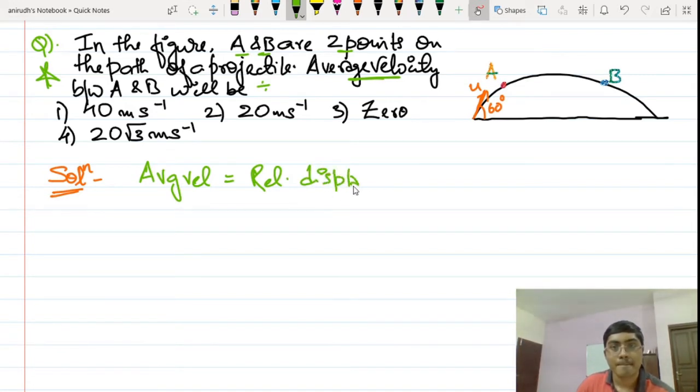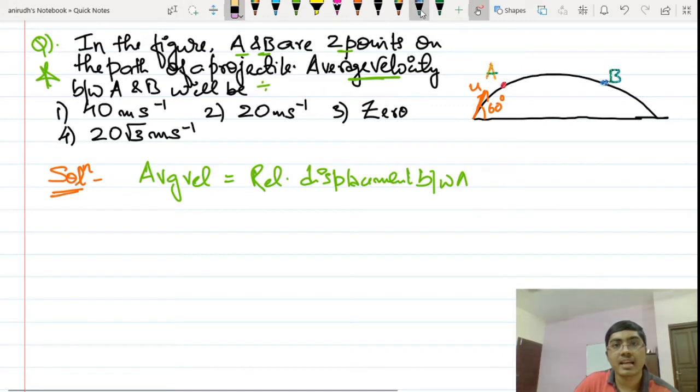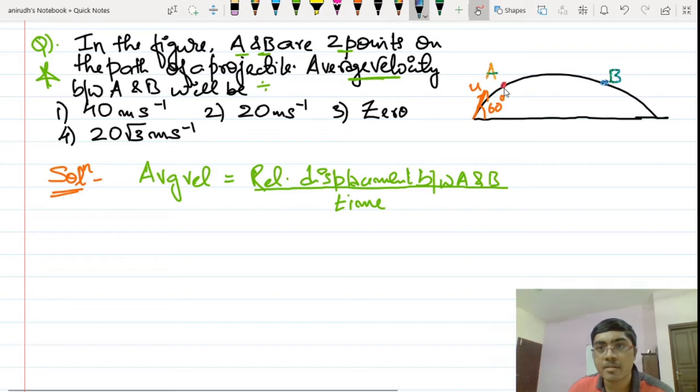Okay, between A and B, that is the relative displacement between A and B, and this is to be divided by the time taken to cover the distance from A to B. So what is the relative displacement between A and B? The displacement between A and B is this much, isn't it?